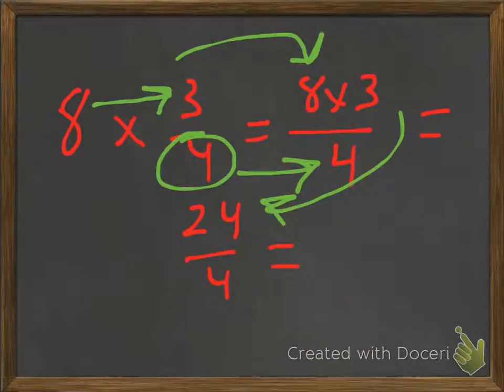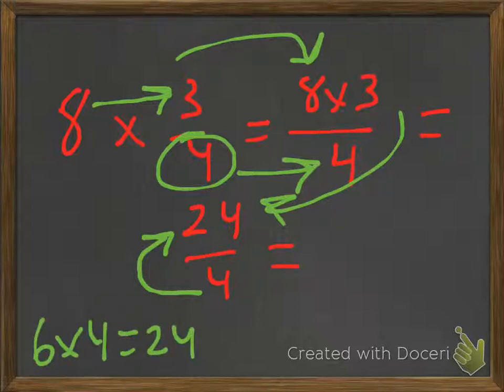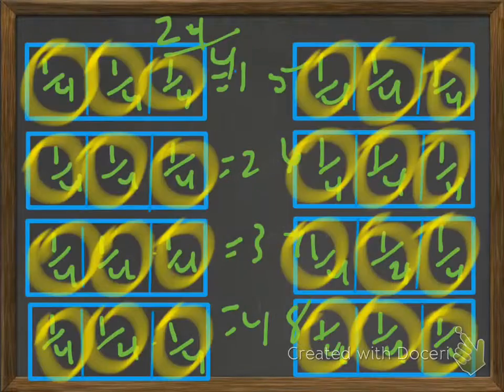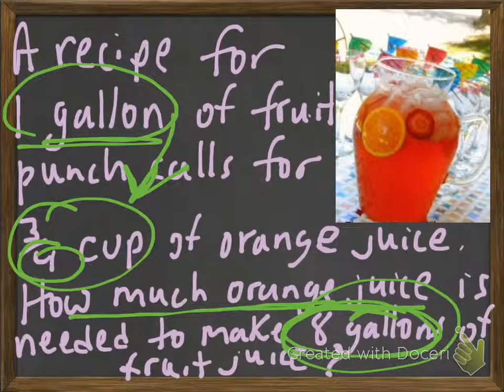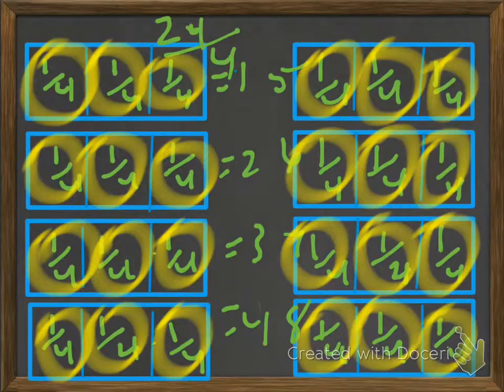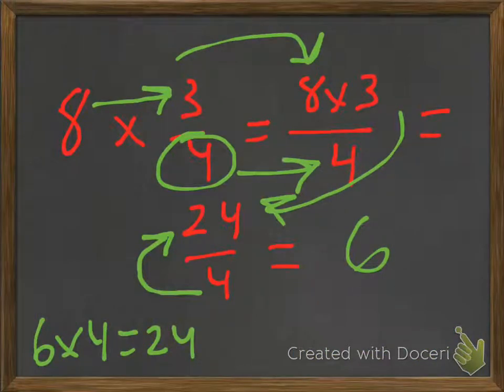So, what is that the same as? Well, how many times can 4 go into 24? Well, we know that 6 times 4 equals 24, so that means 6. So, if we go back to the question, how much orange juice is needed to make 8 gallons? If we need 3/4 of a cup, well, we're going to need 6 whole cups.